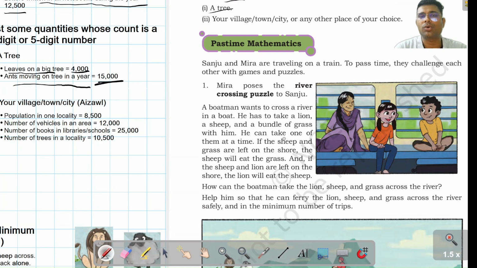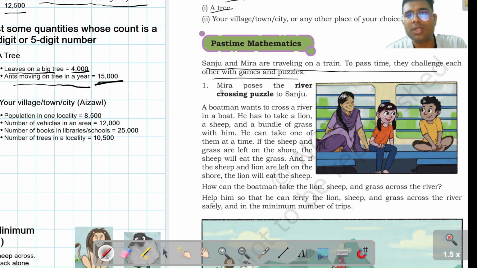Coming to next बच्चों, you can see here Sanju and Meera are traveling on a train to pass time. They challenge each other with games and puzzles. So Meera poses the river crossing puzzle to Sanju. A boatman wants to cross a river in a boat. He has to take a lion, a sheep and a bundle of grass with him.